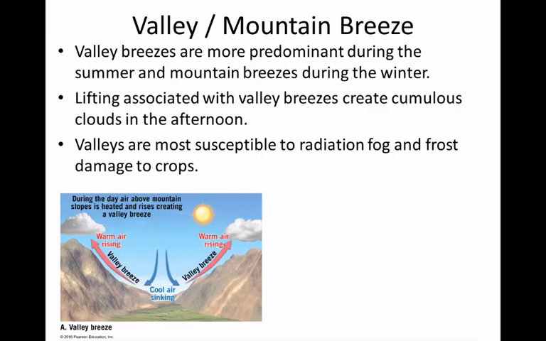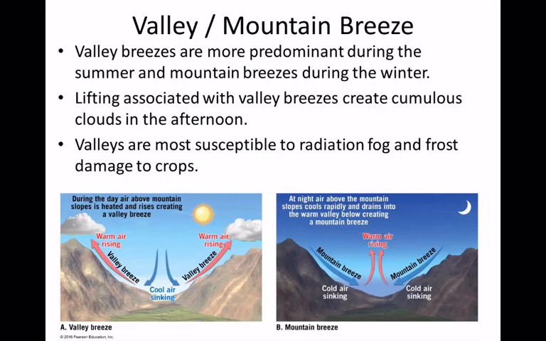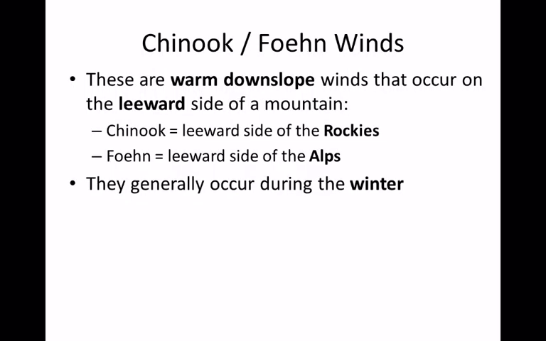Here are figures to go along with those. This is your valley breeze, going up. Notice that if your air is relocating up the slope of the mountain, it creates a vacuum here, so you'll actually have air subsiding there. And here we have the mountain breeze and air rising up the valley. So that was your second local wind.